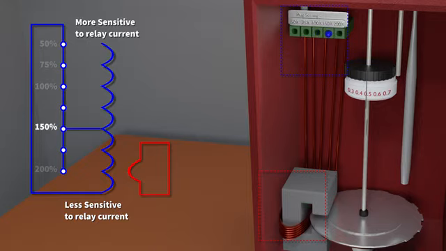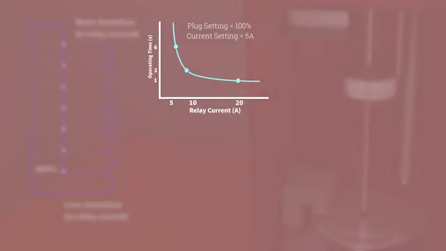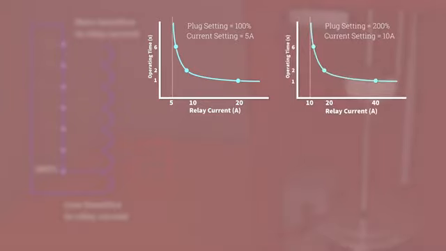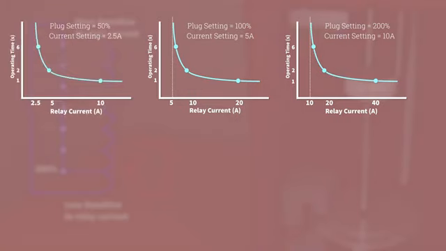In fact, the pickup current, that's the current necessary to make the disc move, is proportionate to the plug setting. So if a plug setting is 100%, that's equivalent to a 5 amp current setting. 200% would mean a 10 amp current setting. So twice as much current would be needed to move the disc. Conversely, a 50% plug setting requires only 2.5 amps to move the disc.